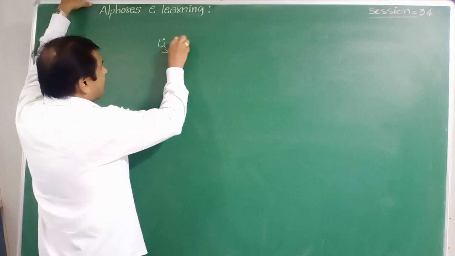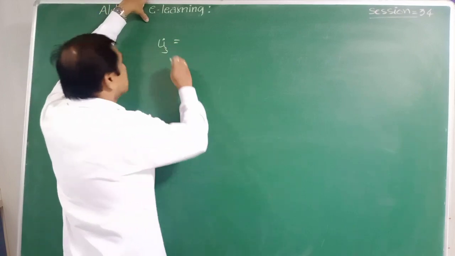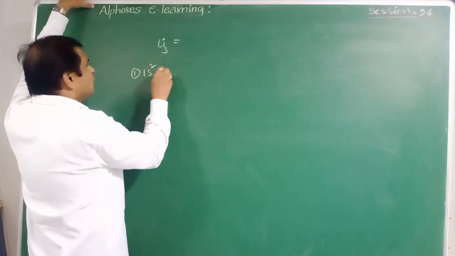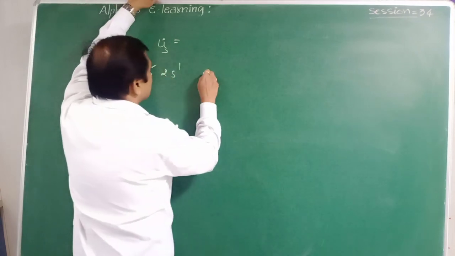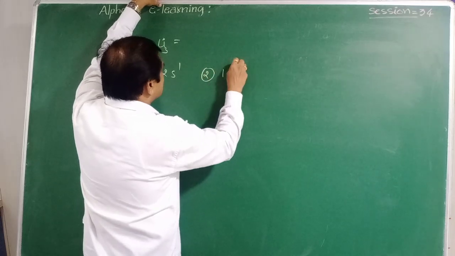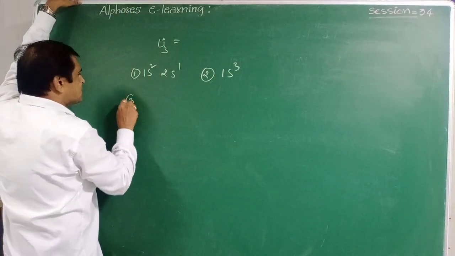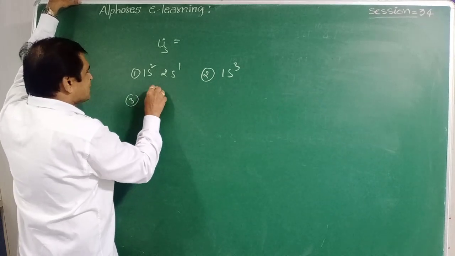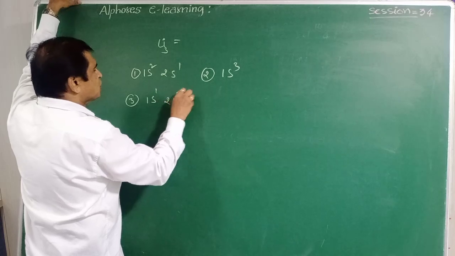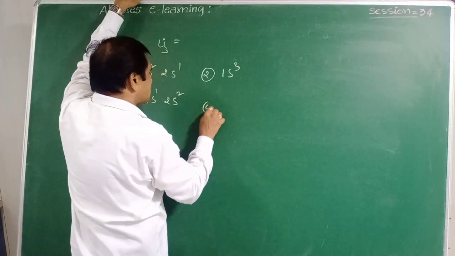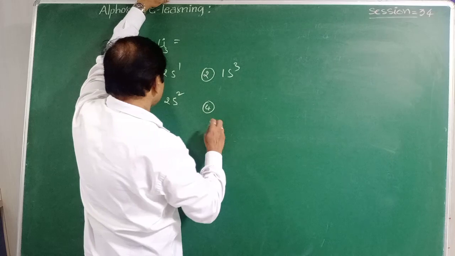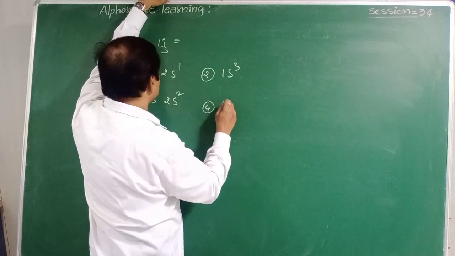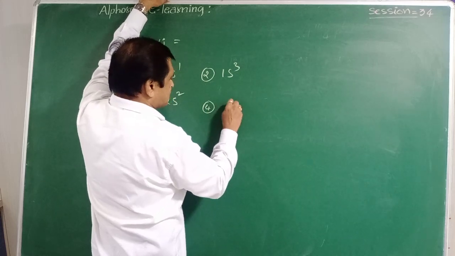Lithium has atomic number 3. Let us see the options. The first option is 1s2, 2s1. The second option is 1s3. The third option is 1s1, 2s2, and the fourth option is none of these.